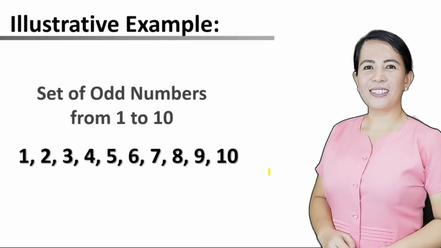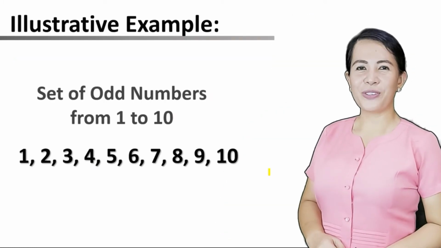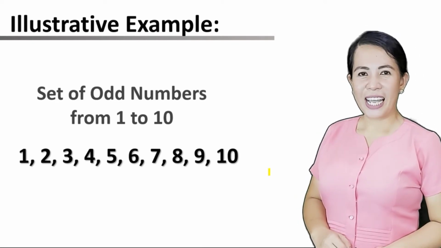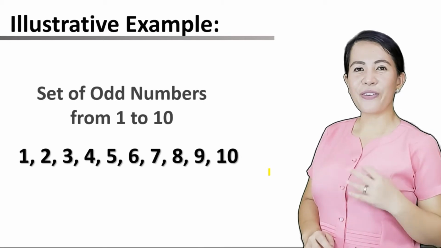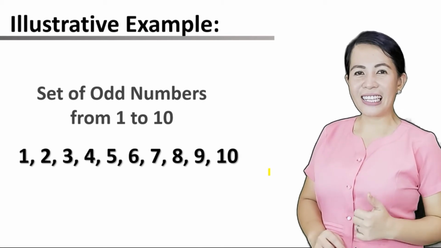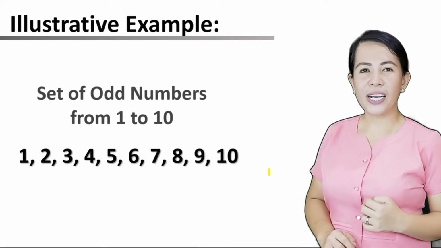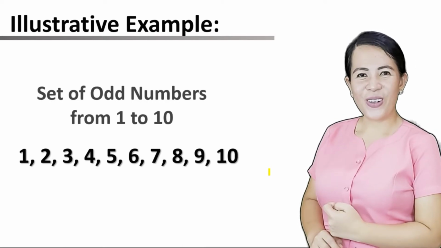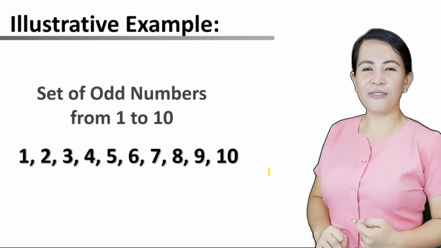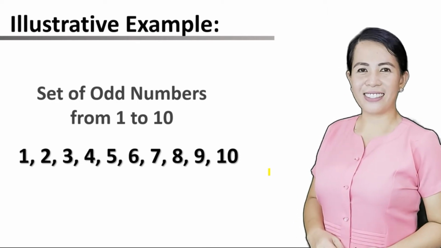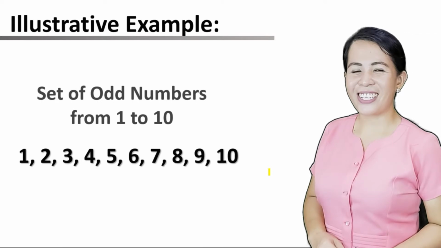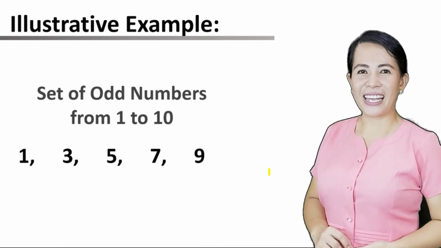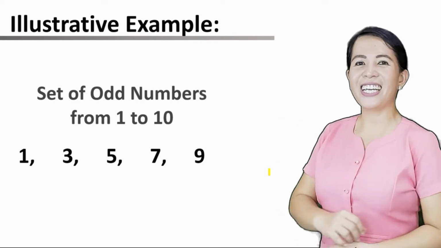Another example, set of odd numbers from 1 to 10. So what are the numbers from 1 to 10? Those are 1, 2, 3, 4, 5, 6, 7, 8, 9, and 10. But you are asked for a set of odd numbers. So what are the set of odd numbers from 1 to 10? Okay, so these are 1, 3, 5, 7, and 9. Very good, you got it right.